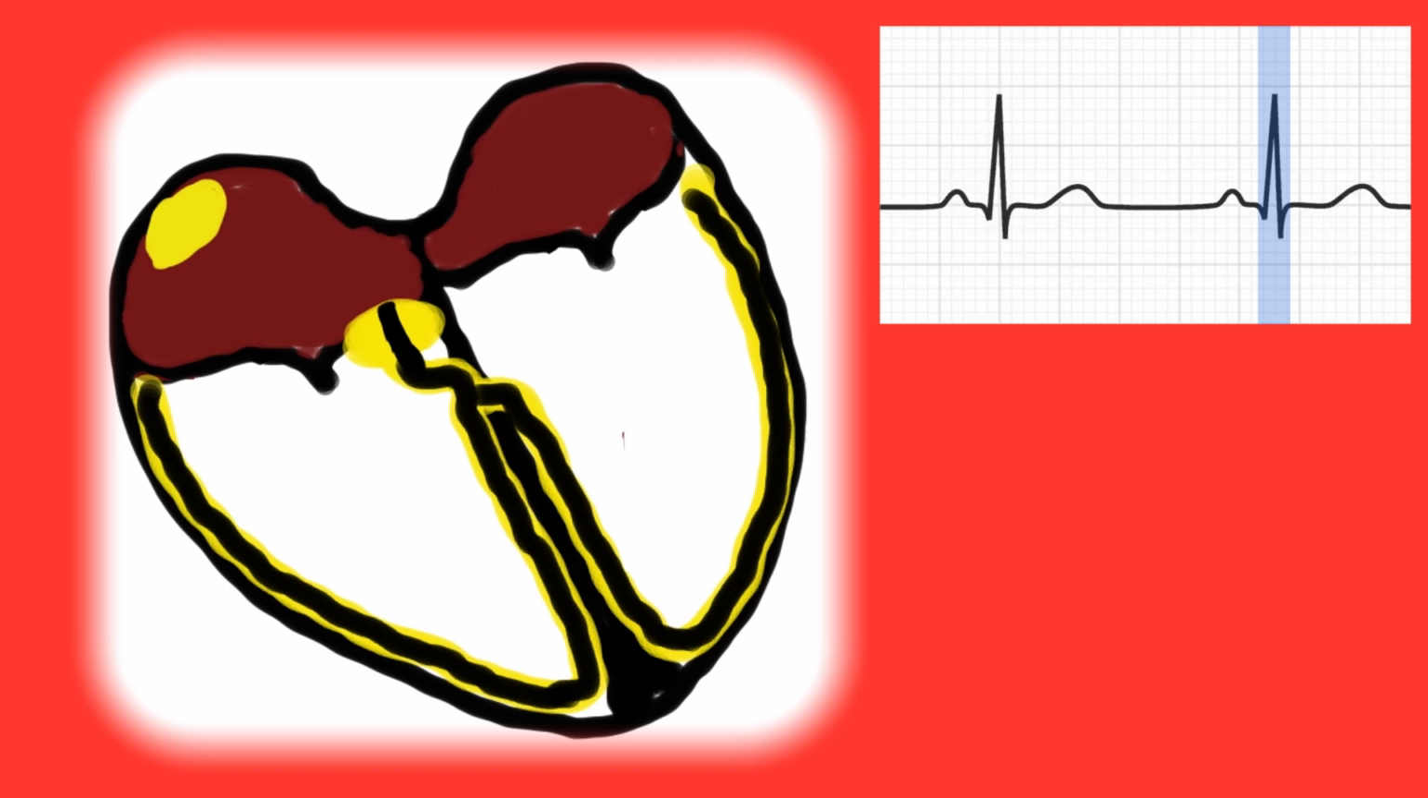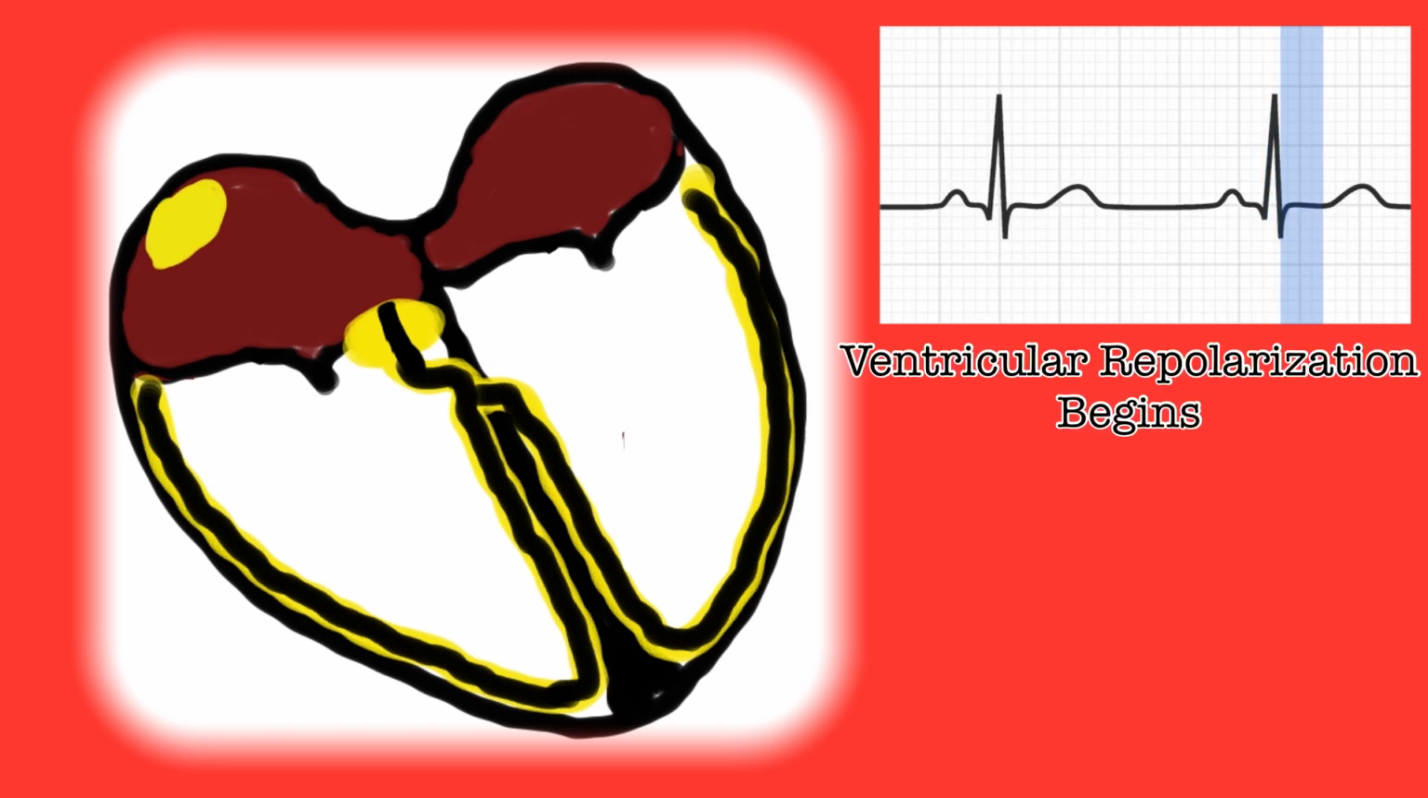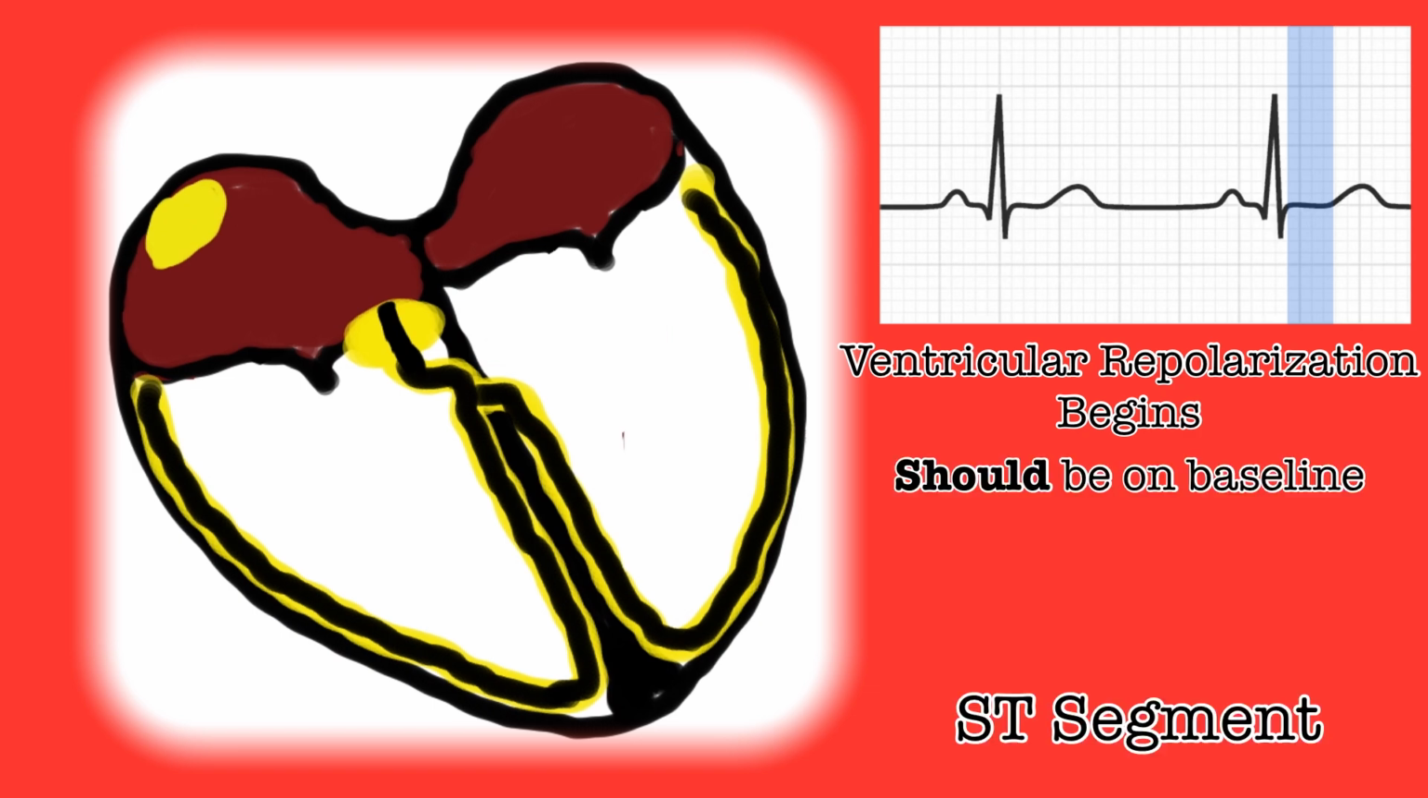The heart is used up. Cells are depolarized, and if we want to have another heartbeat, they need to repolarize. And that starts as soon as the QRS is finished. But initially, you won't see much of anything on the strip. There isn't enough electrolyte movement yet to really show up on the tracing, and we get this flat section following the QRS, called the ST segment. This should be flat on the baseline.